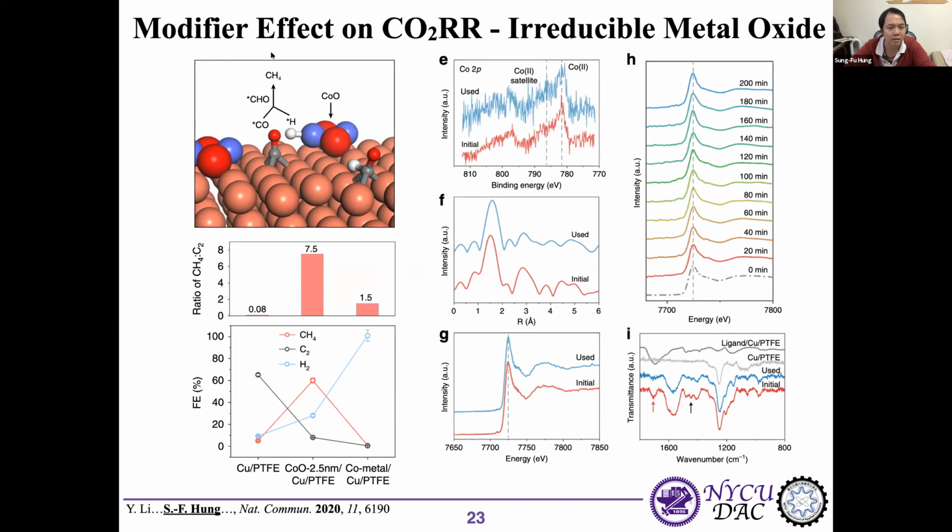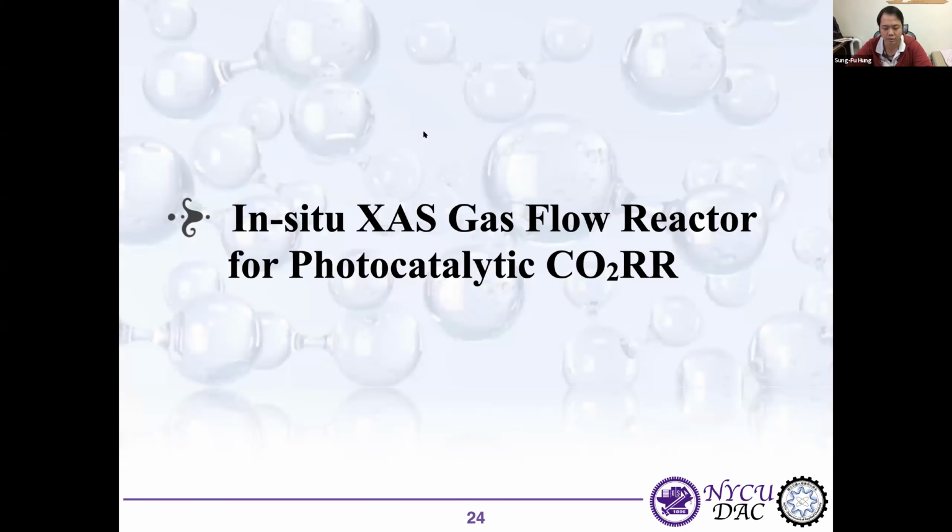The ligand is like this one here. So we think this ligand can stabilize the cobalt oxide cluster. Okay, so the ligand-covered cobalt oxide cluster can further improve the intermediate hydrogenation to enhance the methane production.